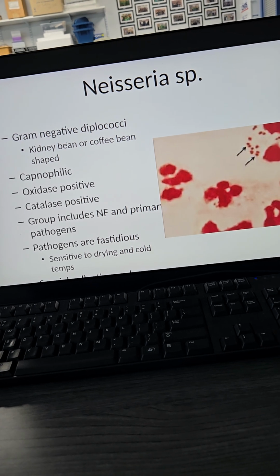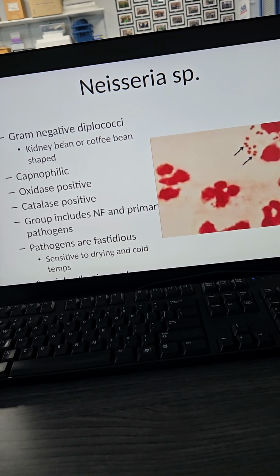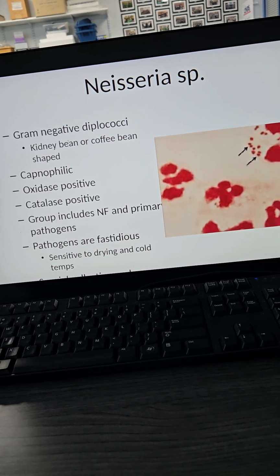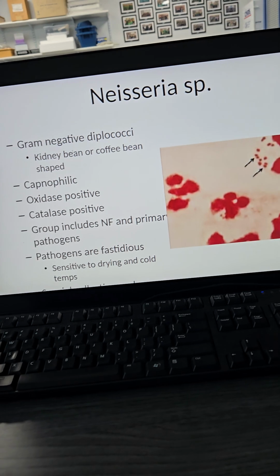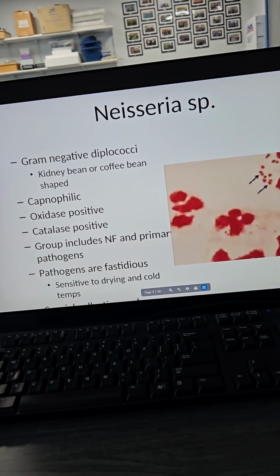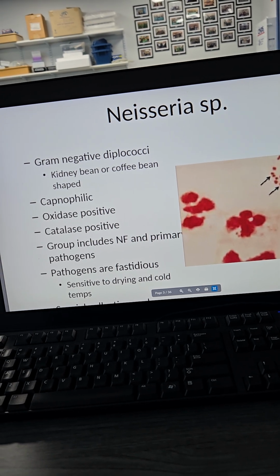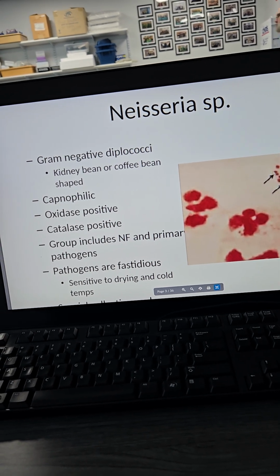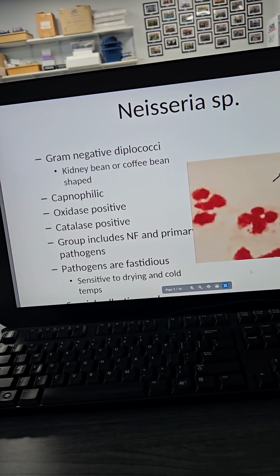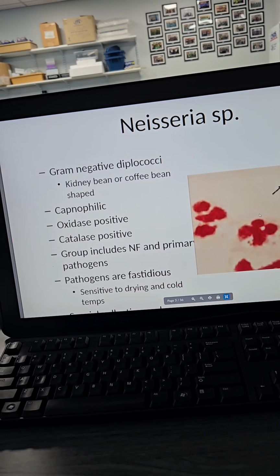You will always see these things in pairs as a predominant characteristic. So you see one single guy here, and one here, and one here, but then we've got a pair, a pair, a pair, that's a pair, that's a pair. They're paired up.